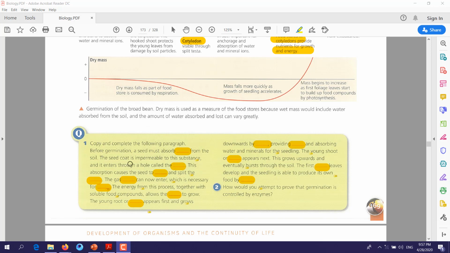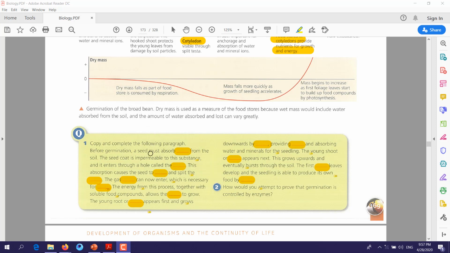The seed coat is impermeable to this substance and it enters through the hole called the. As we explained, we say the seed coat is impermeable. It means it will not let anything pass through it, except the water. But how will it pass? It will pass through a hole. This hole, what do we call it? We call it micropyle.